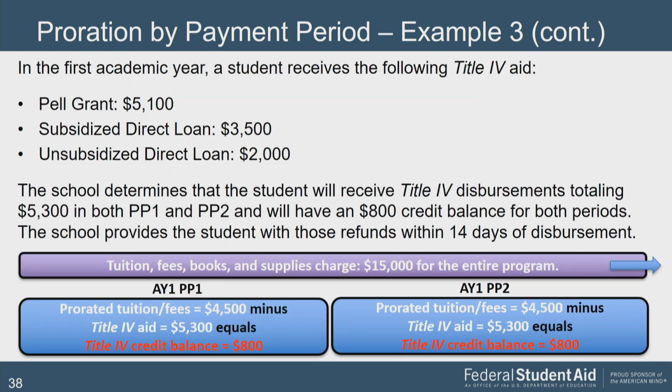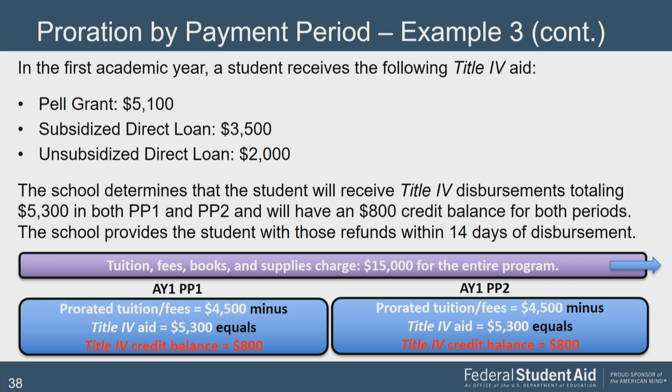Let's take a look at the proration and take a look at the aid. In the first academic year, the student receives the following Title IV aid. We have a Pell Grant of $5,100, a subsidized direct loan of $3,500 and an unsubsidized direct loan of $2,000. The school determines that the student will receive Title IV disbursements totaling $5,300 in both payment period 1 and 2, and is going to have an $800 credit balance in both of those payment periods because we're prorating those charges out. The school provides the student with refunds within the 14 days required.